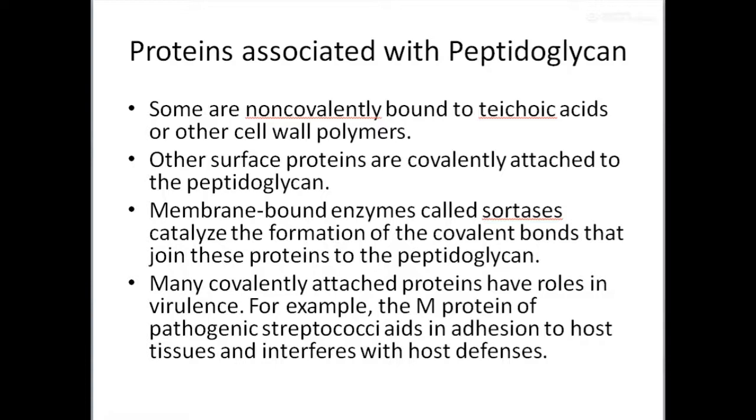If we consider the covalently linked proteins, you can see that some of them also play an important role in the virulence of the pathogen. What do we mean by virulence? Virulence means the ability of the pathogen to cause a particular disease. For example, the M protein of the pathogenic streptococci aids in adhesion to the host tissues and interferes with the host defenses. So that's about the gram-positive bacteria and its cell wall.